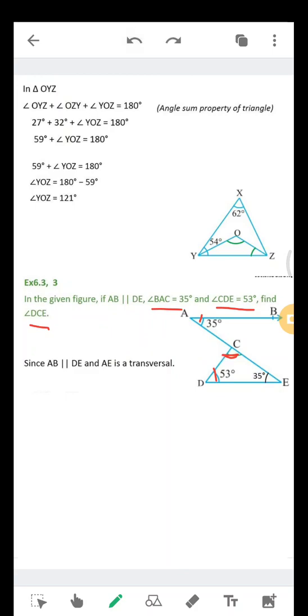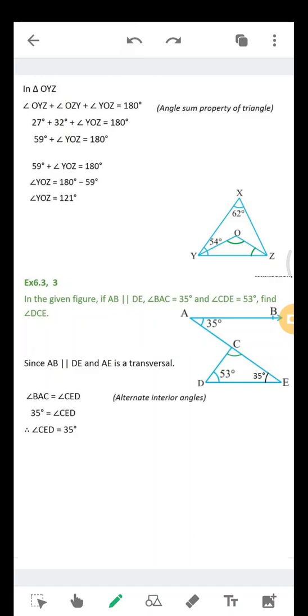So how to find that angle? It's very simple. Let's see that step by step. I can easily find DCE if I know these two angles. One angle is already there. I can say these two angles are equal because they are alternate angles, since AB is parallel to DE. So if this is 35, this will also be 35 because they are alternate angles. Now I can use angle sum property for this triangle and find the third angle easily.